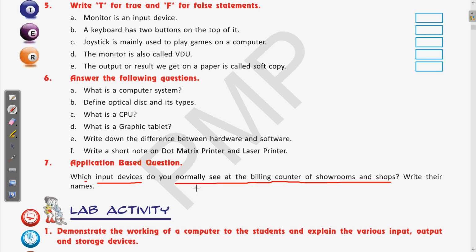The different answers can be like keyboard, mouse, then we have scanner. Clear? If there is a touch screen, that will also be an input device. Then most used at the billing counter, they may have some handheld scanners or the barcode reader. Clear? So these are all examples of the input devices which we see at the billing counter of the showroom and shops. Clear? Then the lab activity.